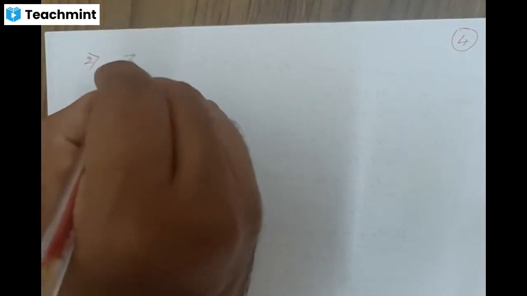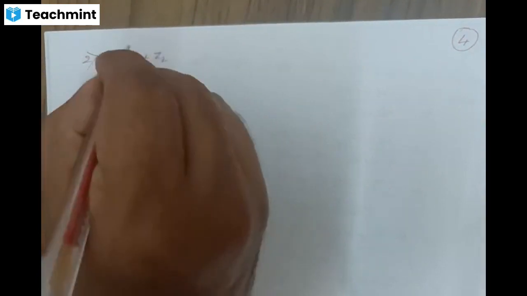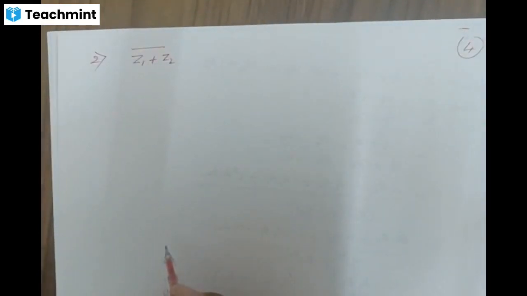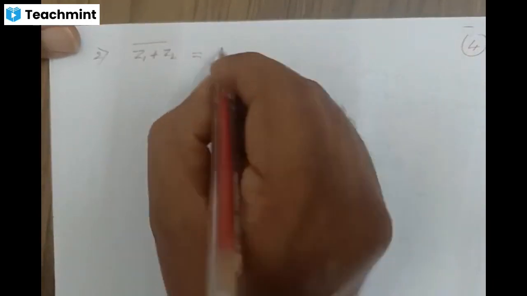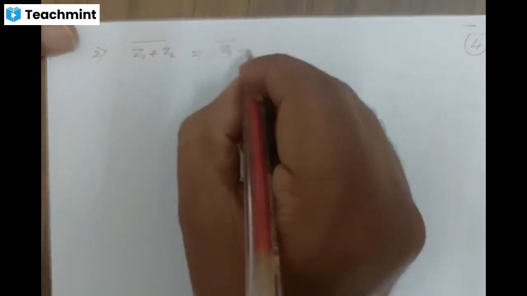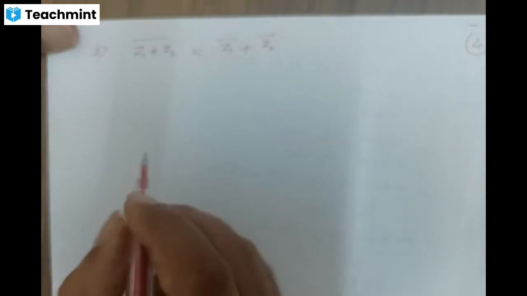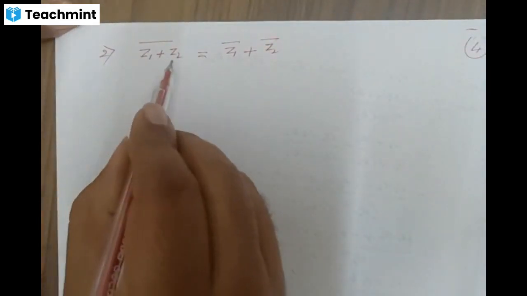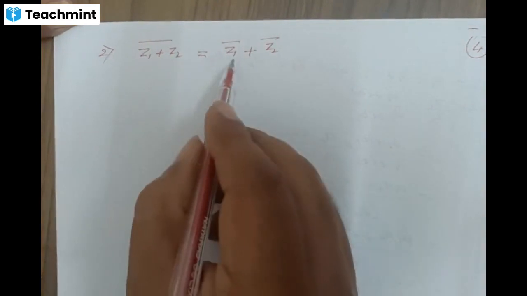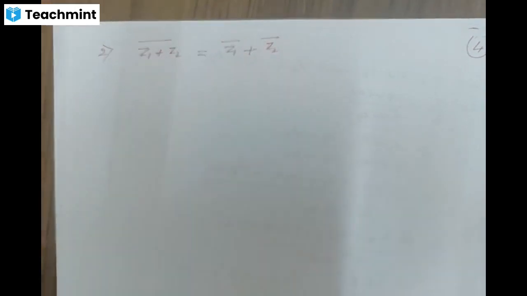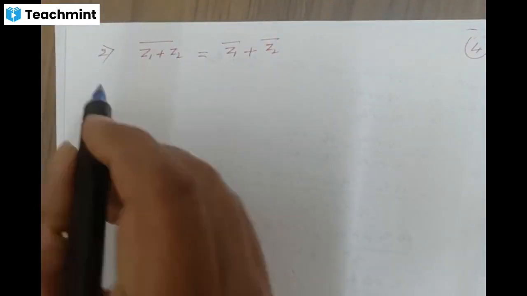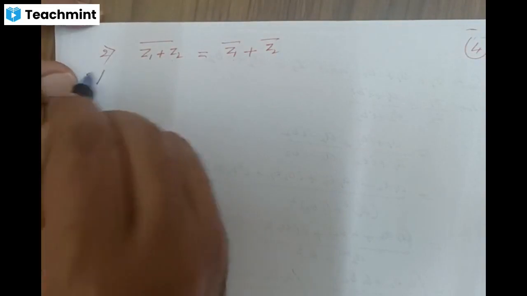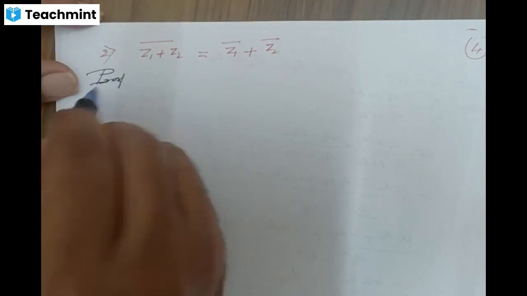Next, the second one: z1 plus z2 whole bar, which is equal to z1 bar plus z2 bar. So bar means it's a conjugate. So the conjugate of z1 plus z2 we can write as conjugate of z1 plus conjugate of z2. So how can we prove it?